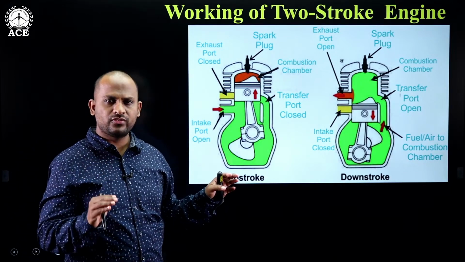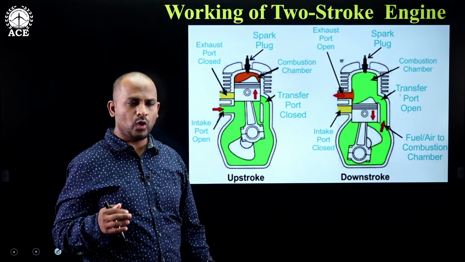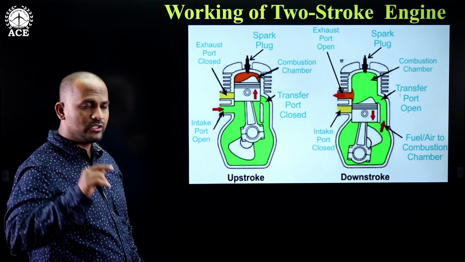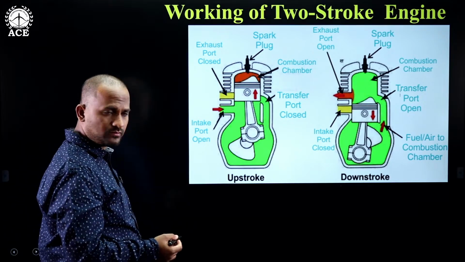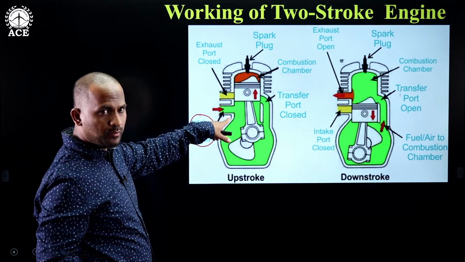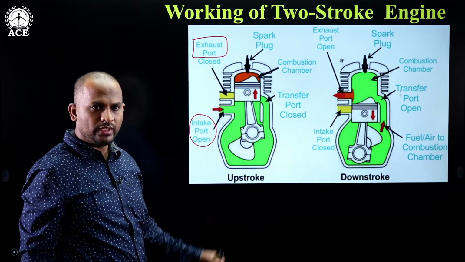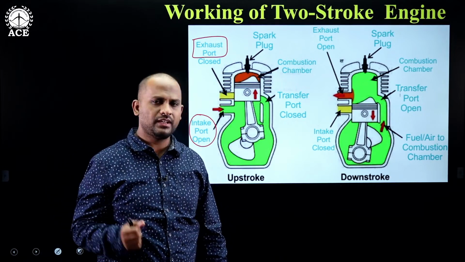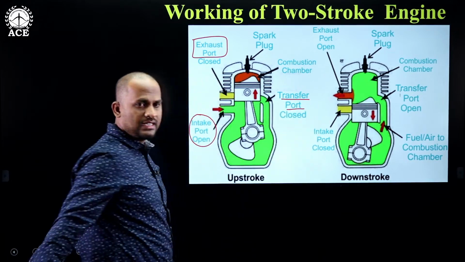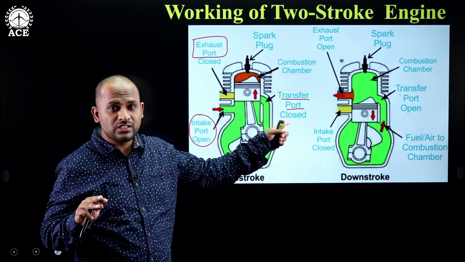Coming to the constructional details, it is somewhat similar to the four-stroke engine, but it doesn't have any valves or valve actuating mechanisms. Then how does the charge enter the cylinder, and after combustion, how do the exhaust gases leave the cylinder? It enters with the help of the intake port, and the exhaust takes place with the help of the exhaust port. So in two-stroke engines we have ports: the intake port, the exhaust port, and also the important one, the transfer port. Totally, three ports.